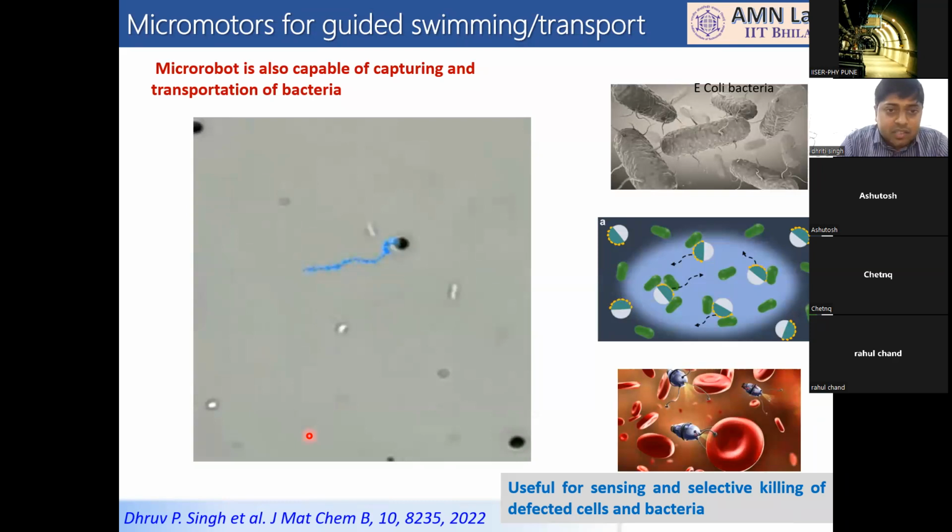Like here, you will see the rod-like things are actually E. coli bacteria, and this micromotor is capturing the E. coli. One by one it will capture, like now it has captured two E. coli. So after gold functionalization, it can also capture the E. coli. We chose E. coli because it's a non-pathogenic bacteria. So this can be used for normal colloids as well as bacterial cells for pickup, transportation, and movement under microfluidics.